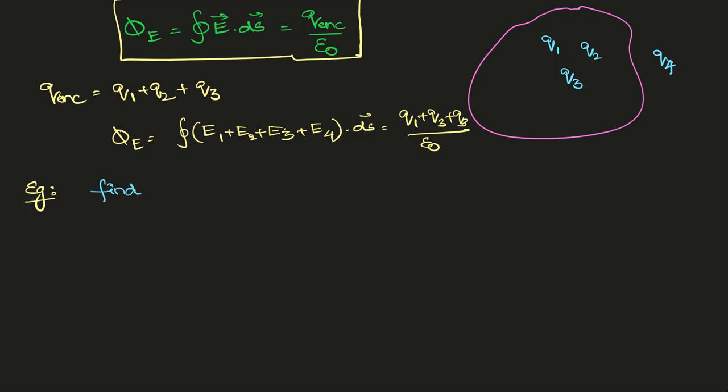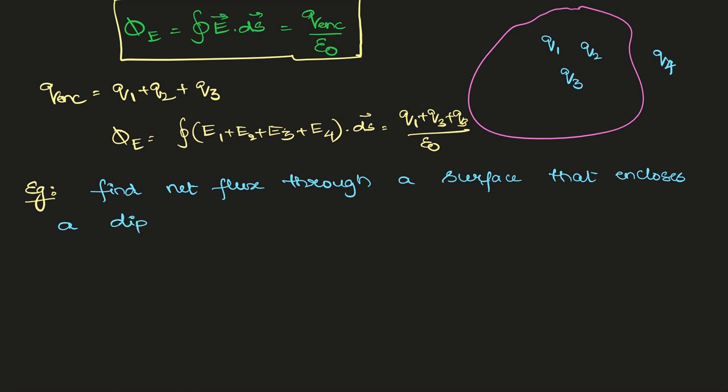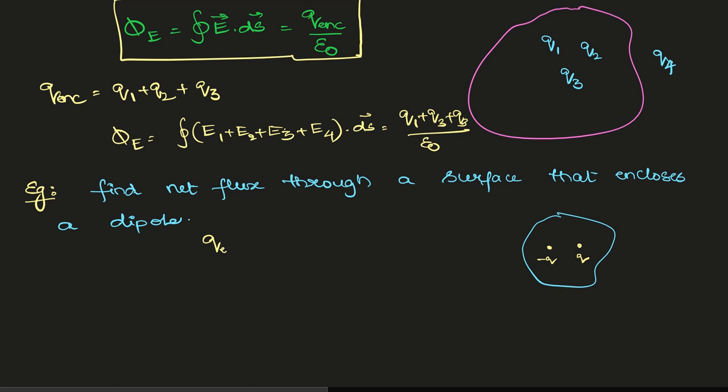find net flux through a surface that encloses a dipole. If you are given like this, a dipole is nothing but a positive charge and a negative charge separated by a fixed distance. So total charge enclosed will be equal to 0 and hence flux will be equal to 0.